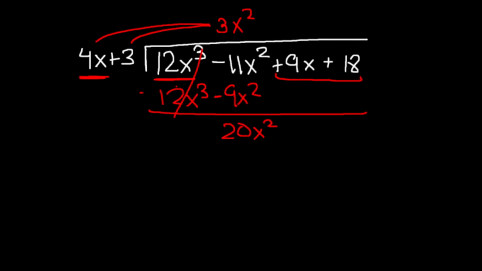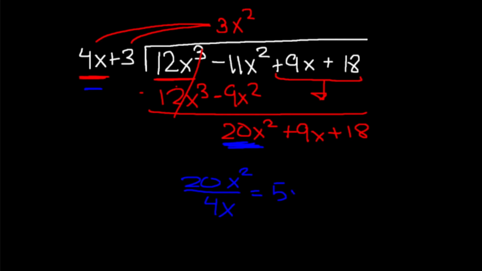And just like in long division, you bring down the other terms that you did not divide yet. So you're going to bring down 9x and you're going to bring down 18. Let me switch colors real quick. Alright, so just like the past step, you're going to look at the leading term right here. So you have 20x squared, and you're going to divide it by 4x. 20 divided by 4 is going to give you 5, and x squared divided by x is going to give you x. So we now found the linear term in the quotient. 20x squared divided by 4x is going to give you plus 5x.